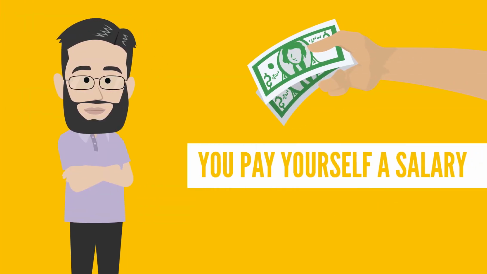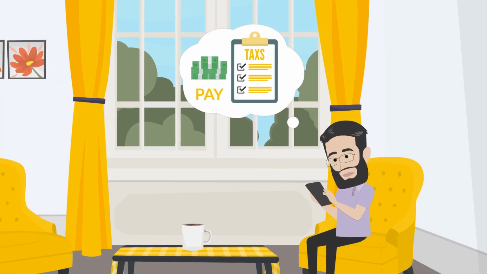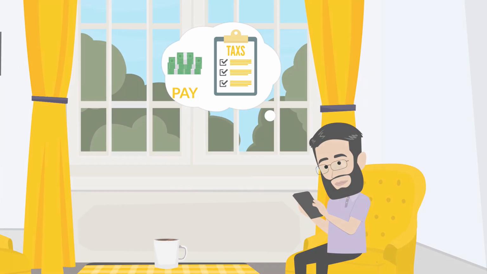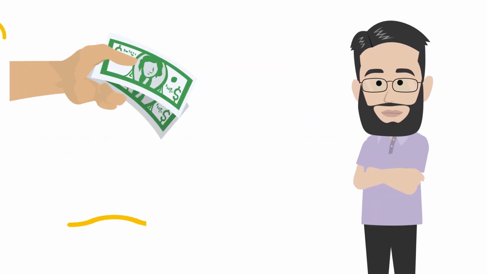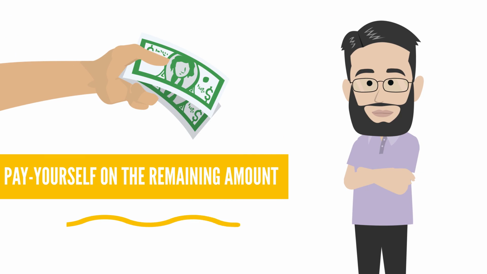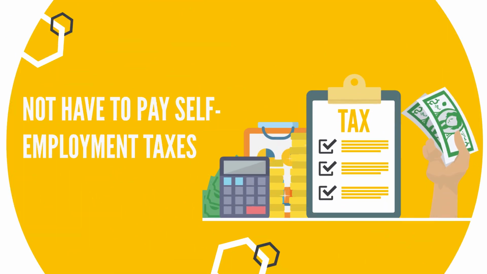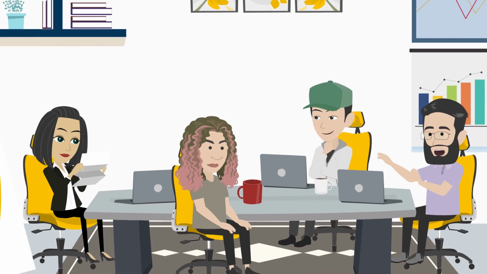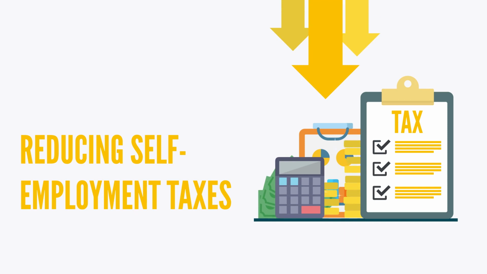First, you pay yourself a salary. Then, you will only pay self-employment taxes on the salary that you pay yourself, and you won't pay it on all of your business revenue. You can then pay yourself the remaining amount as distributions from the S corporation, and not have to pay self-employment taxes on those distributions. So, an S corporation is the best entity type for reducing self-employment taxes.